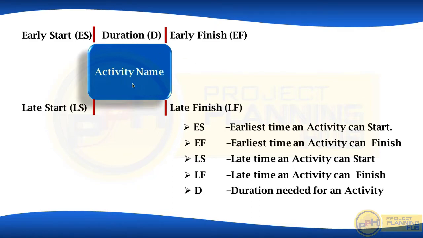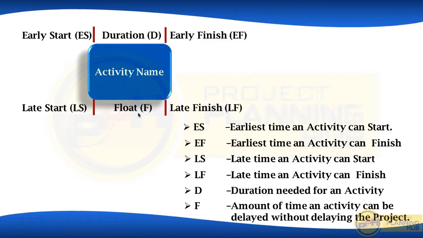Now here duration, which means the duration needed for an activity to complete. Here float. Float means the amount of time an activity can be delayed without delaying the project. Now float means the allowed time for an activity to delay from its planned date without affecting the project's end date. Don't worry about all these terms. We are going to start explaining all these in depth. Okay, let's start. Throughout our presentation, we will be using this box format. Our presentation will be filled with this.